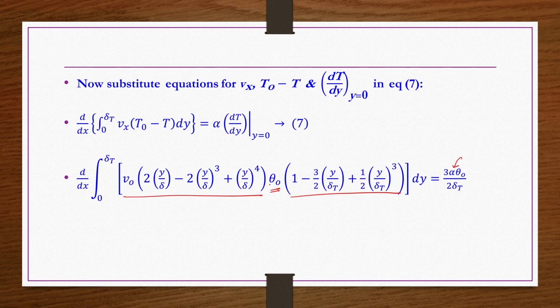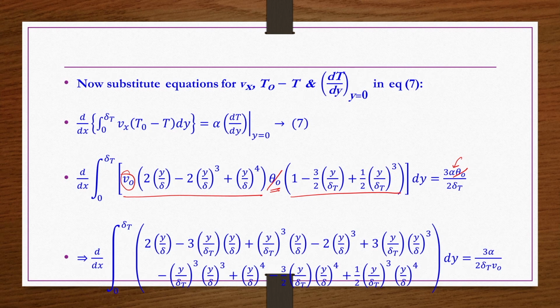So, what we can do now is cancel out this theta naught. This V naught is a constant, the free stream velocity, so we can take it to the right hand side. The remaining terms here, these two terms, we multiply and expand, like 2 y by delta minus 3 by 2 y by delta multiplied by 2 y by delta. So, you get 3 y by delta times y by delta T.